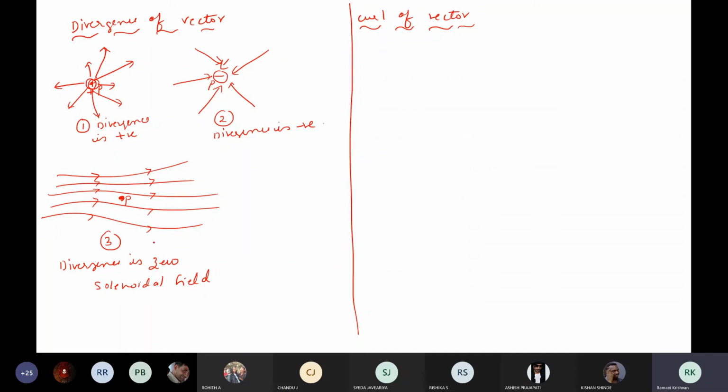See, at point P, what is the effect? All the flux lines are meeting. The flux lines are converging at point P. I have drawn only 5 lines, no? So many lines are converging and they are diverging at a given point. So it is 0. So such divergence is called a solenoidal field.